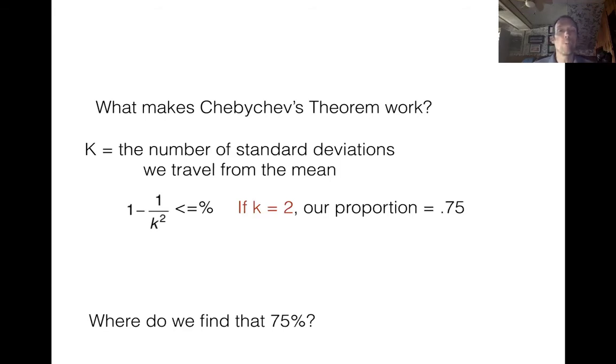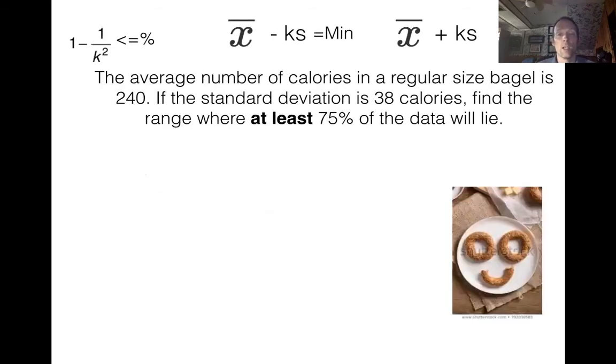So between what 2 numbers then do you actually find that minimum percentage of data? We're going to take our sample average and add k times the standard deviation of the data set to give us the high range. To get the low side of the range, we're going to do exactly the opposite. We're going to take our sample average and subtract k times the standard deviation of the data set. So let's try it out.